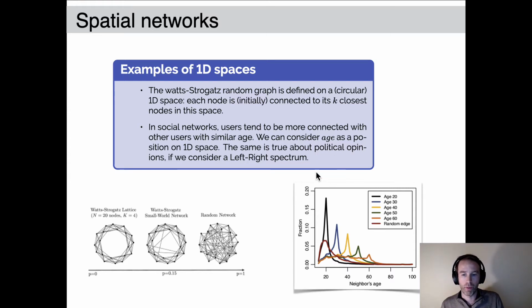Also, you can consider many other attributes like this one, for instance, political opinions. So if you use a spectrum from left to right, for instance, from -1 to +1, we have also seen that there is a higher probability of connecting with people who have a similar position on the political spectrum to you.